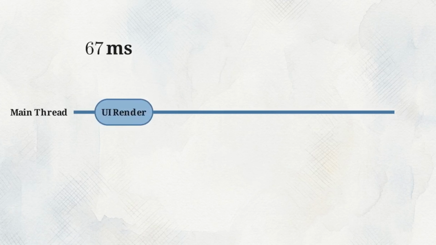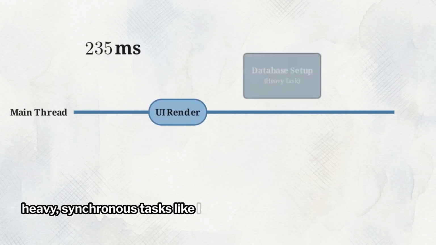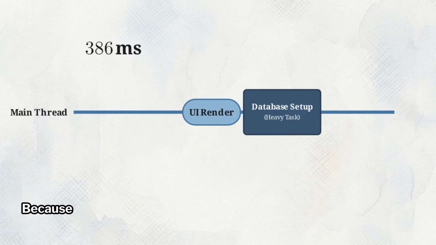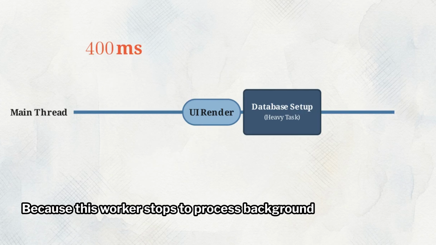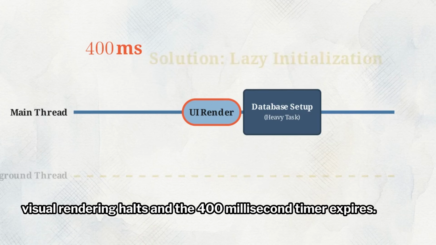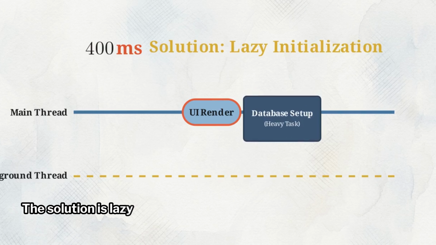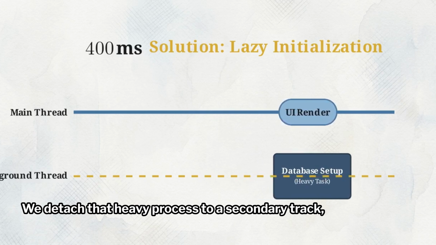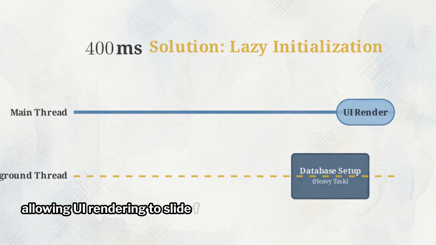A fatal error made by many developers is placing heavy synchronous tasks, like loading a massive database, directly onto this main thread. Because this worker stops to process background data, visual rendering halts and the 400 millisecond timer expires. The solution is lazy initialization. We detach that heavy process to a secondary track, allowing UI rendering to slide front.